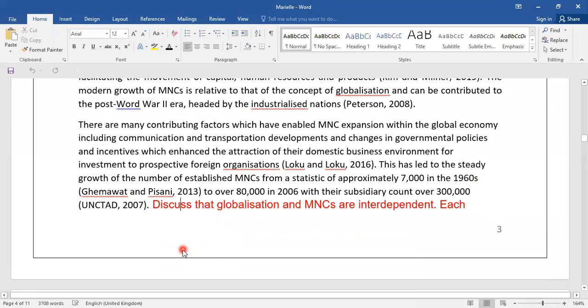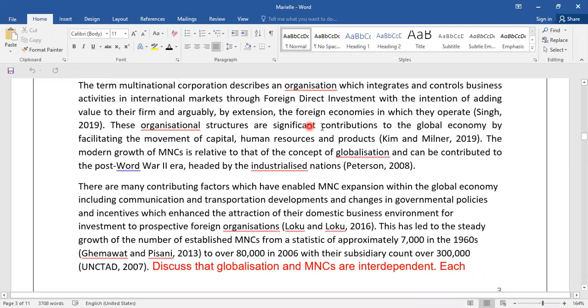Mariel has said here that MNCs are contributors to the global economy and to globalization by movement of capital, human resources, and products. Basically, what she is saying is MNCs have encouraged the process of globalization because of the movement of people, money, and products.